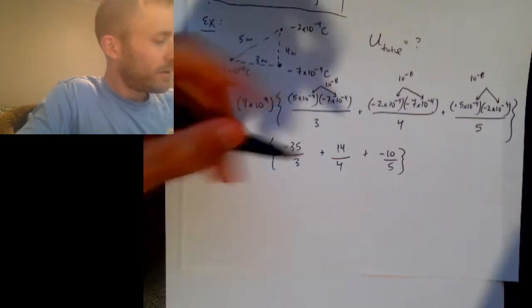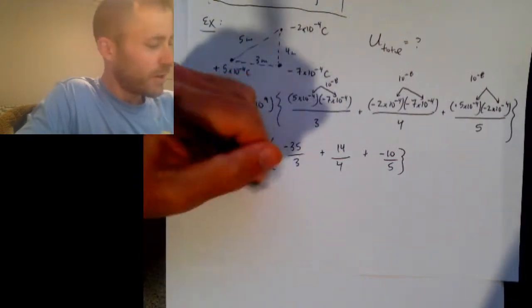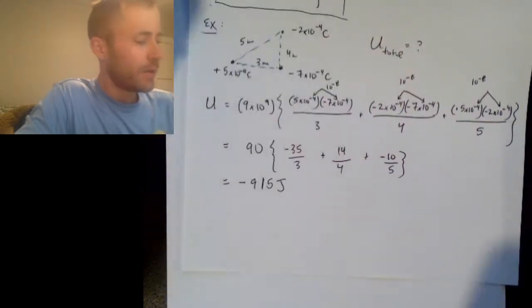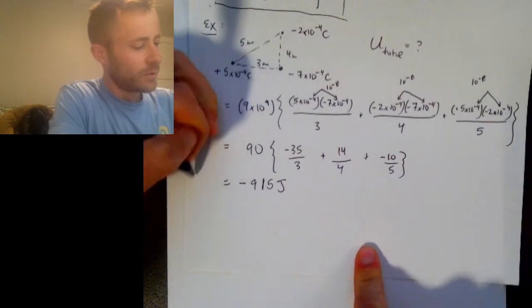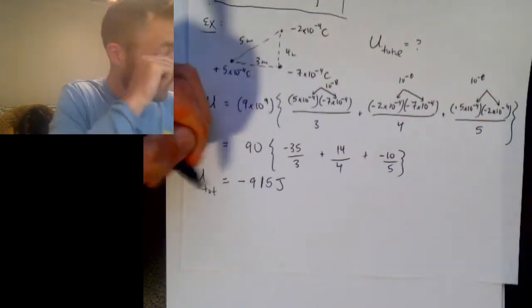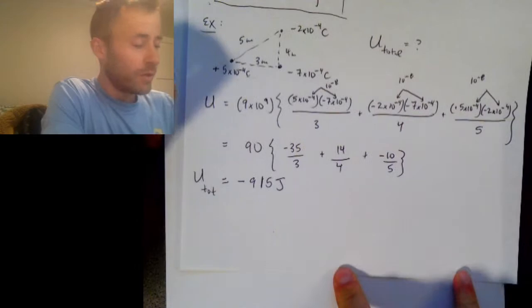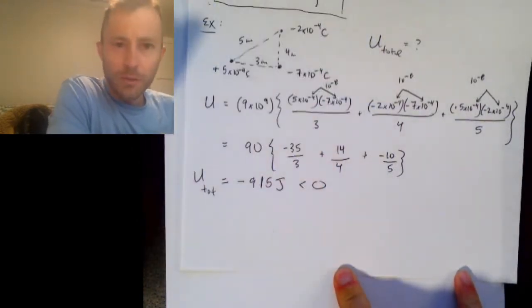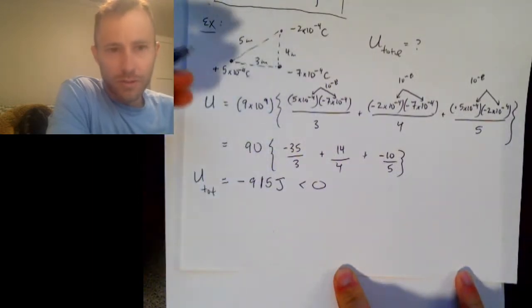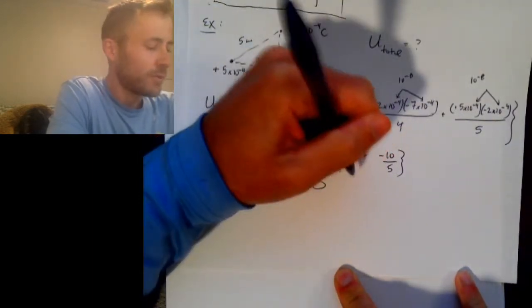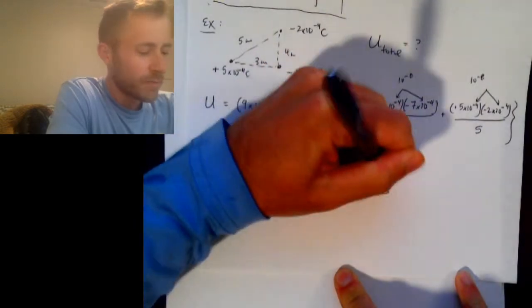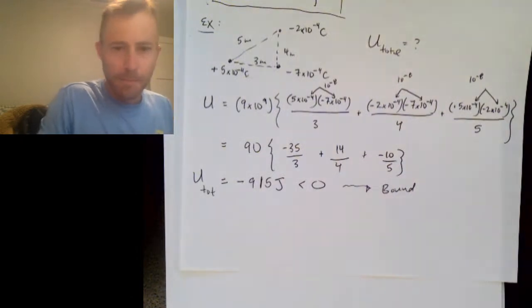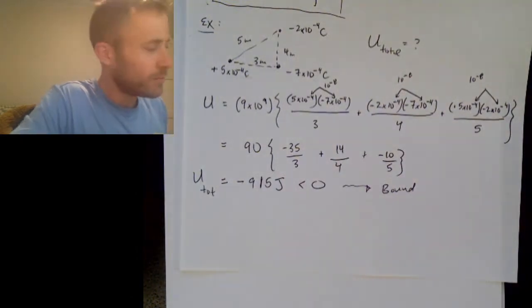And I get a total electrical potential energy of negative 915 joules, which is less than 0. Whenever you have a potential energy that is less than 0, this tends to indicate that the system could be bound. Bound meaning that these particles are stuck together, because we have negative potential energy.